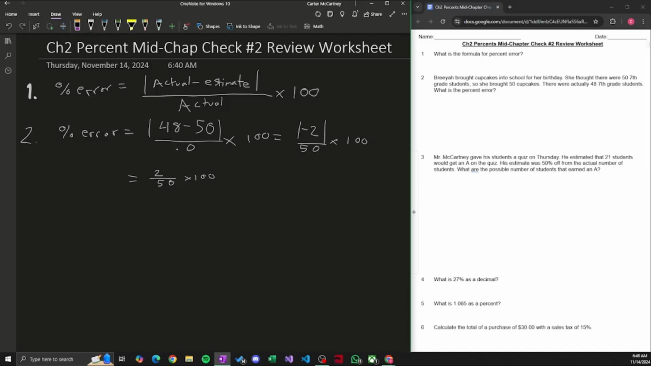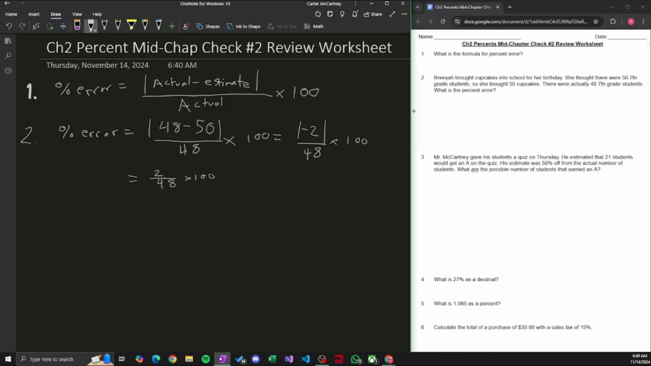Oh, whoops. I got ahead of myself. What should be on the bottom here? The actual value. And the actual value is 48. So 48 should be in the denominator. Sorry about that. So, let's recap why I said that. It's actual minus estimate divided by actual. The actual number is 48, so that should belong here and on the bottom. And the estimate is 50, so that's what should be subtracted. And then that actual stays here, and it stays here.